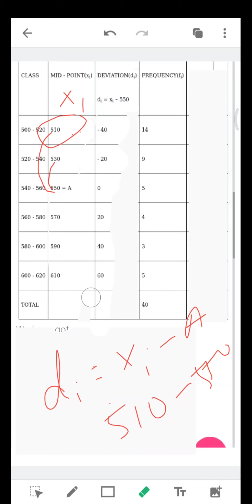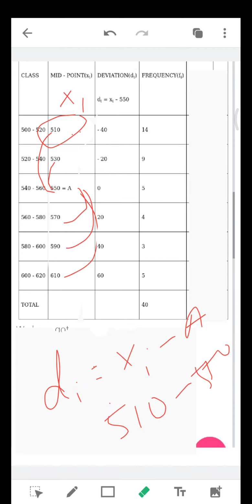590 minus 550. We go on in the same way. 550 minus 570, 590 minus 570. The same process is used to get the di values. So after getting di values, now let's see what will be the next two columns.